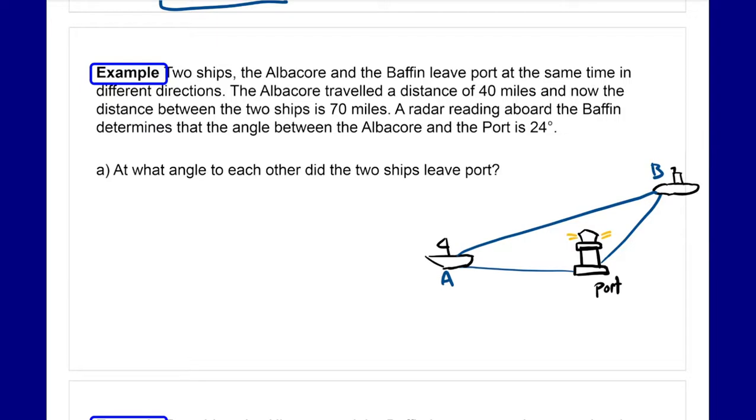So the Albacore traveled 40 miles. Now the distance between the two is 70 miles. And we know that for the Baffin, the reading between the Albacore and the port, so this angle here is 24 degrees. We want to figure out, what is this angle here? What is the angle that they left at?